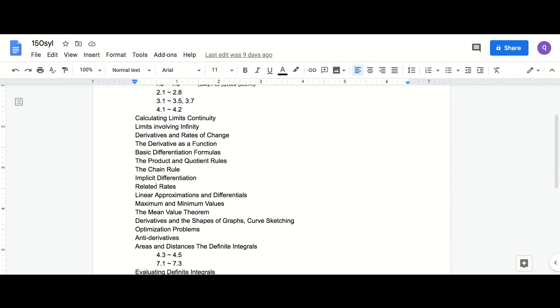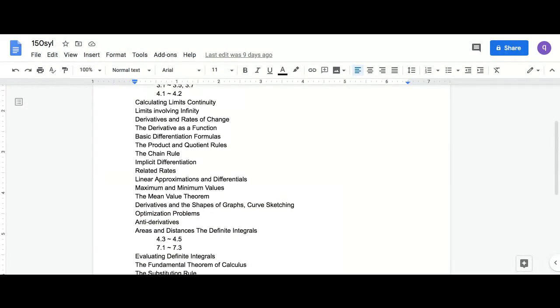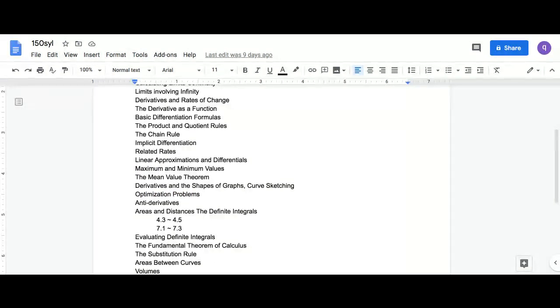Then secondly, we're going to talk about differentiation, how to take derivatives of a function. Then this is all related, some of them are skills, how to take derivatives, and some of them are applications related to rates, maximum, minimum values, optimization. Those are applications, how do we use derivatives in life.